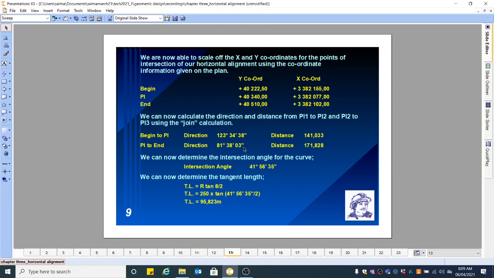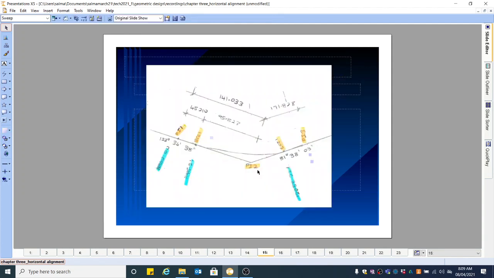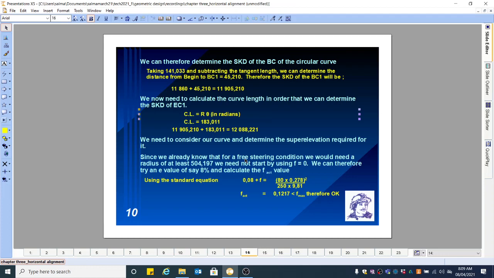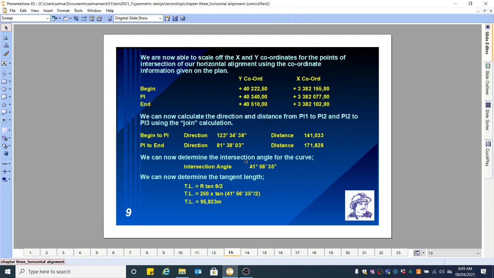We can now determine the intersection of the angles. So you take both these angles, subtract one from the other, and you get an intersection angle of 41 degrees 56 minutes and 35 seconds. So effectively what we're looking at is this angle over here. Taking that direction minus that direction, that's when we get this angle over here. So the intersection angle is pretty straightforward. Now we can move on to calculate the tangent length.